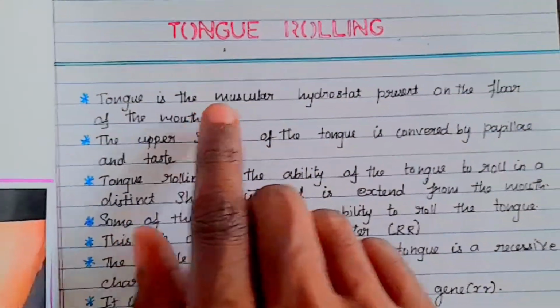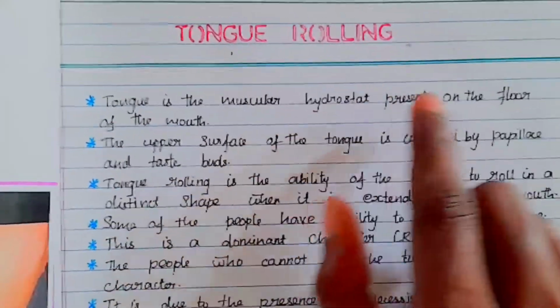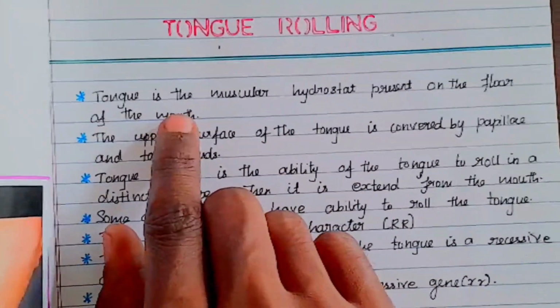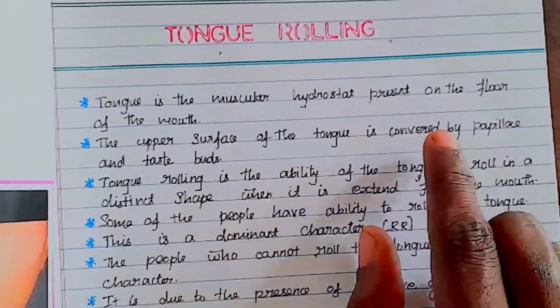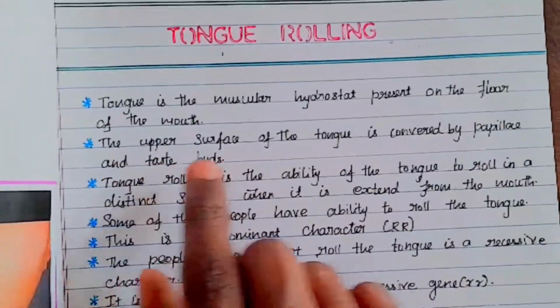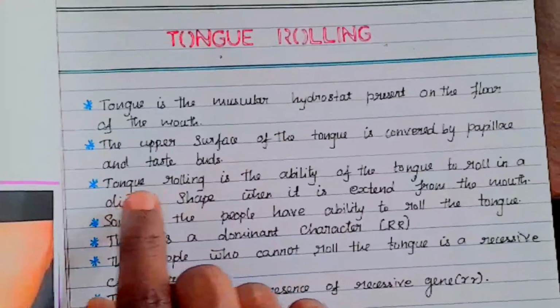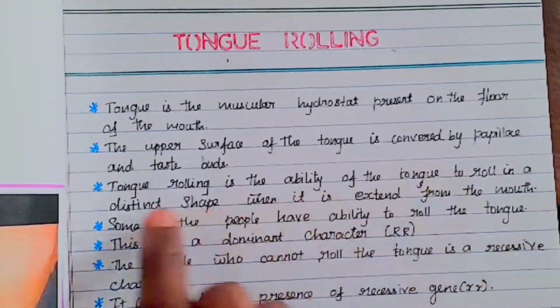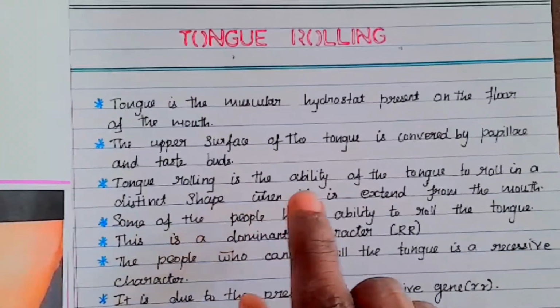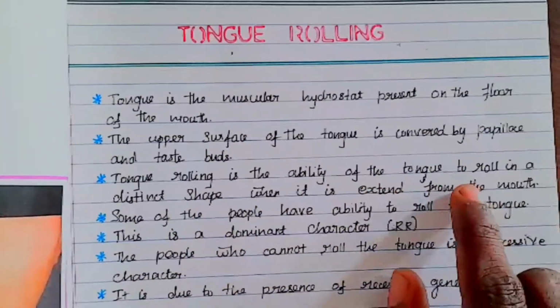The tongue is a muscular hydrostat present on the floor of the mouth. The upper surface of the tongue is covered by papillae and taste buds. Tongue rolling is the ability of the tongue to roll into a distinct shape when it is extended from the mouth.